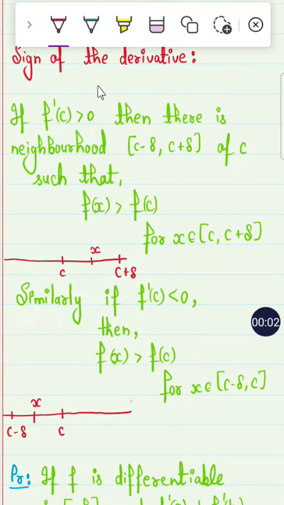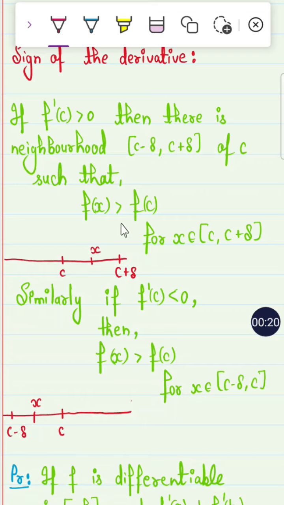What is the meaning of sign of derivative? Sign of derivative: if f dash c is greater than 0, we have to know that there exists a point, either it is greater than 0 or it is less than 0, and at the point c there exists a neighborhood, c minus delta and c plus delta.